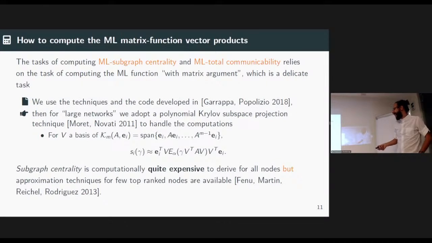There are also slight difficulties if you want to compute the subgraph centralities for all the nodes, because you have to do, let's say, n number of nodes matrix function evaluations. So this could be quite expensive, but there are methods based on the link between Krylov subspace projection and quadratures that permit you to reduce the amount of computation and catch only the important part.